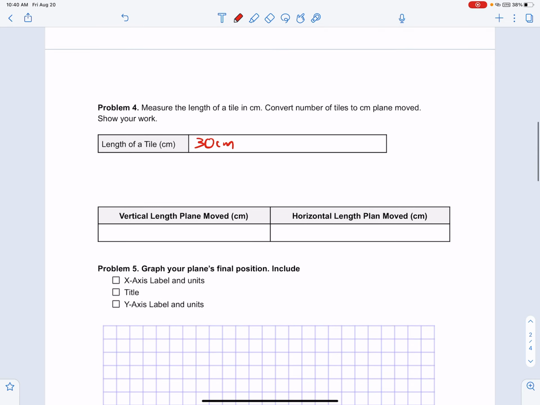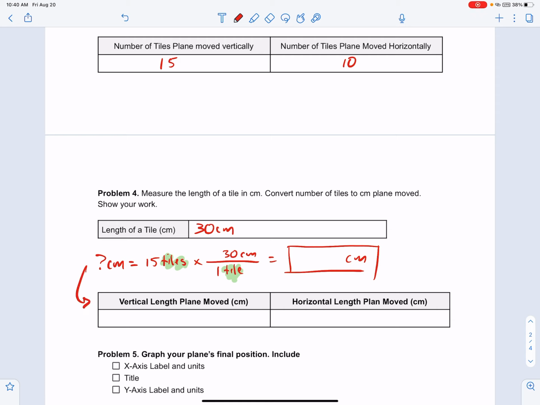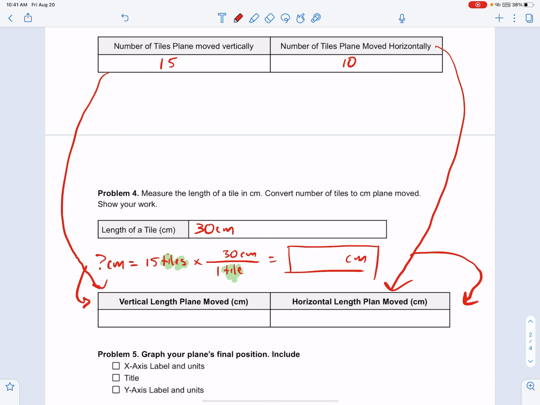Then we are going to go ahead and do a conversion. So we want to find the vertical length in centimeters. We had 15 tiles overall. We multiply by our conversion factor. 1 tile is 30 centimeters. We see that we have tiles on the bottom, tiles on the top. What is 15 times 30? You guys can do that and get your answers in centimeters. And you do that twice, one for your horizontal and one for your vertical.